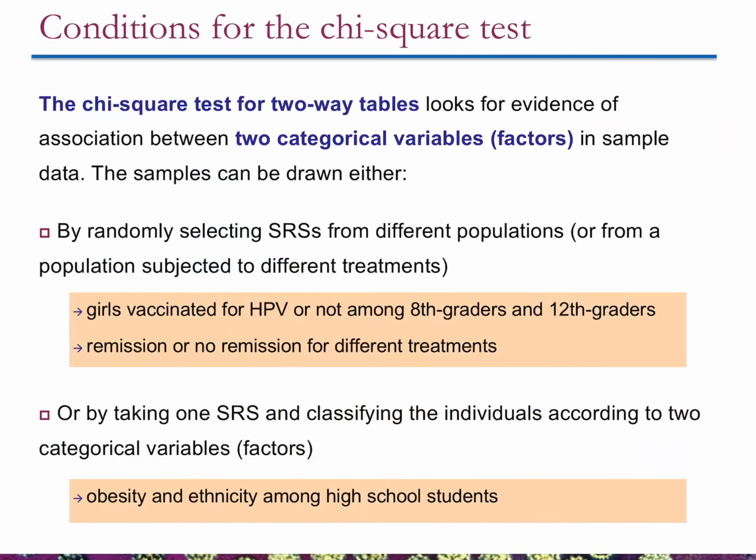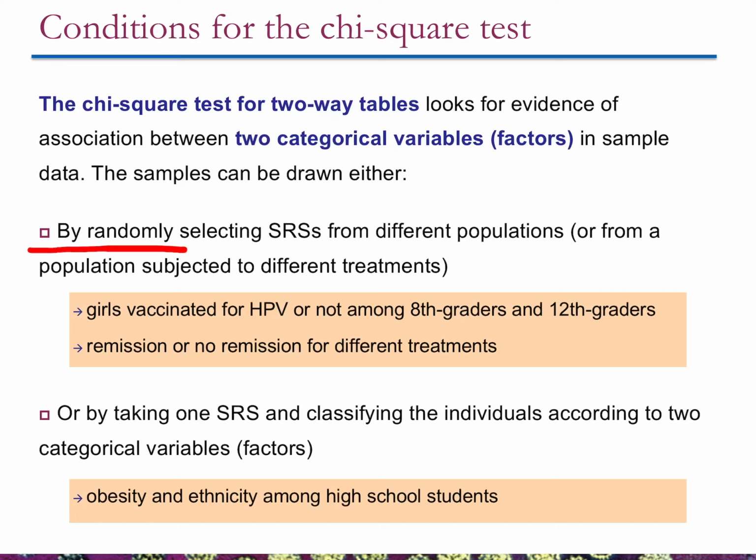So, chi-square test for two-way tables looks for evidence of an association between two categorical variables. In this case, what drug's being used and whether or not there was relapse on that drug. Okay, so we can draw these samples in a couple of different ways by randomly selecting random samples from different populations or from populations subjected to different treatments. So just as an example, maybe you have girls vaccinated for HPV or not among 8th graders and 12th graders. So here you'd have vaccination status, vaccinated or not, and you'd have two different levels of grade, 8th and 12th.